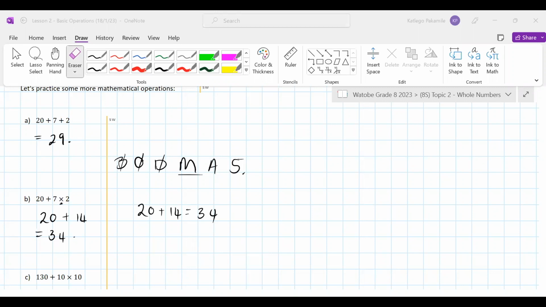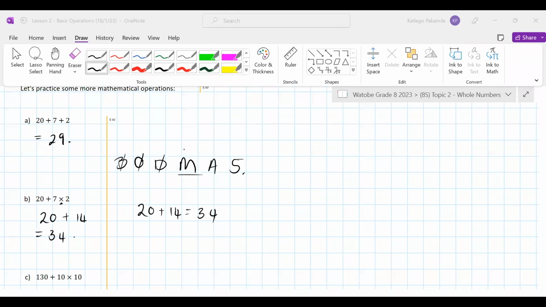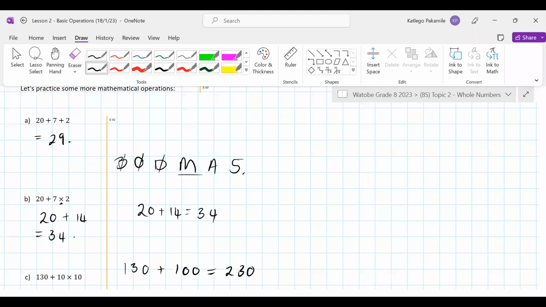Okay, we are on C and I see raised hands. So I'm assuming you guys want to tell me how you got your answer in C. Mutebang, let's talk about C. 10 times 10 is 100. Okay, so you said 130 plus 100 and you got? 230. Incredible, Mutebang. Can you see you are improving already?